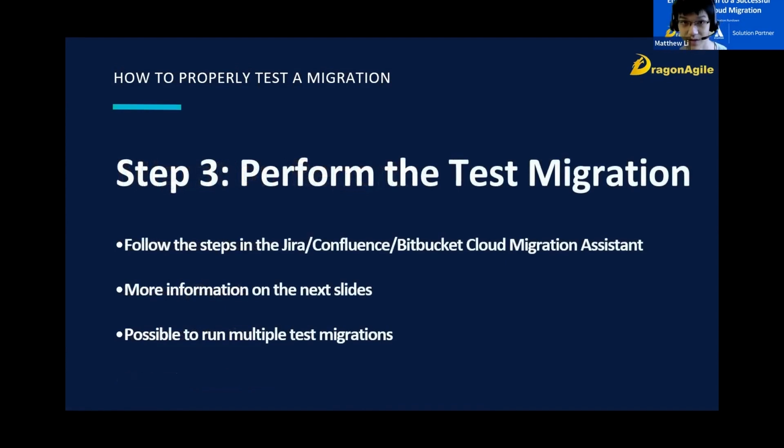So step 3 is to perform the test migration. So follow the steps outlined in the corresponding migration assistant, and there's more information on the next slides regarding that. The migration assistant will not let you migrate if there's a project or space with the same name already in the cloud. So if you want to run more than one test migration, you'll have to either manually delete the relevant projects or delete all your data from the cloud site.